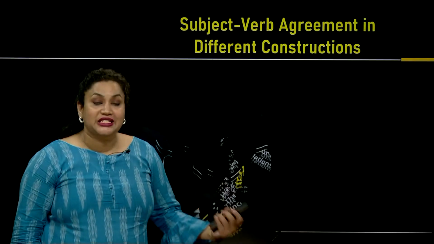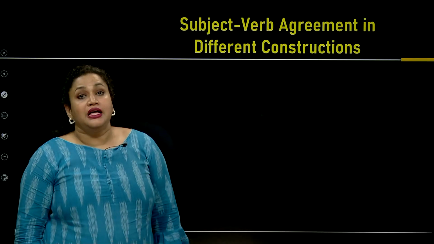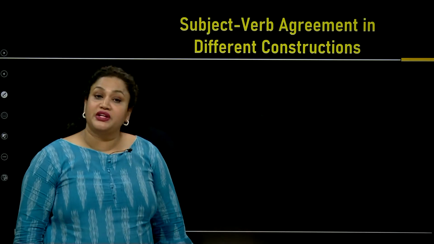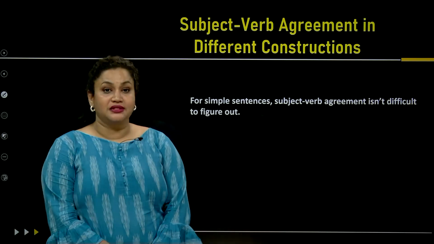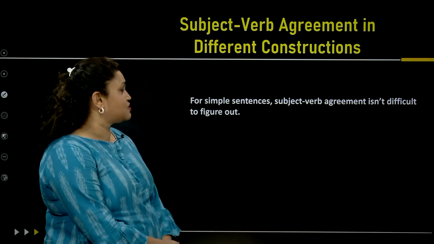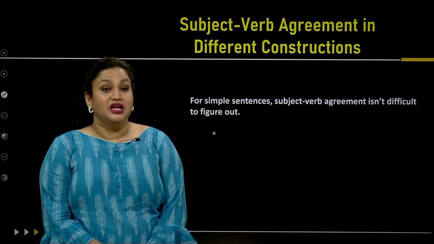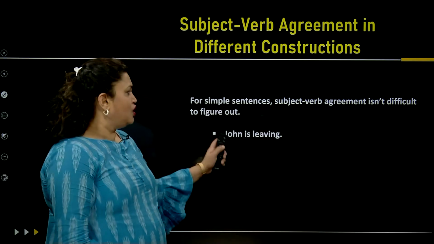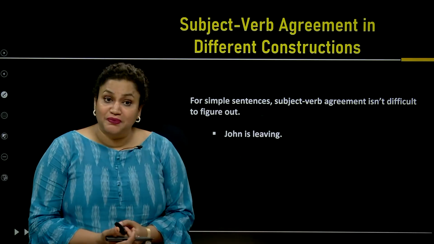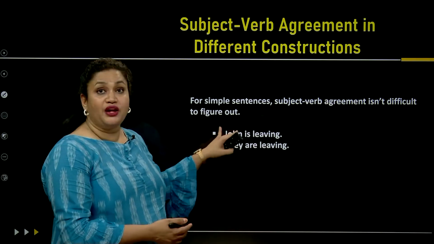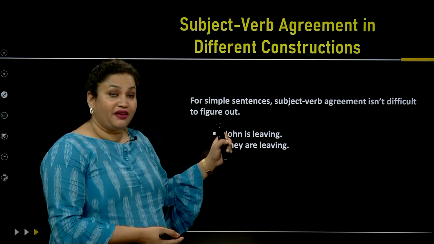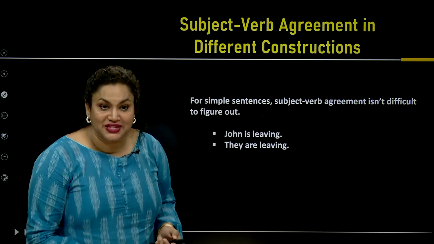So let's go to the next one. Subject-verb agreement, different constructions. What are they? For simple sentences, subject and verb agreement is not difficult to figure out. For example, John is leaving. It is as simple as that. Example, they are leaving. I cannot use John are leaving or they is leaving, but otherwise we can use this form.